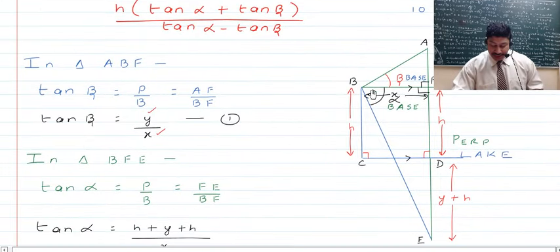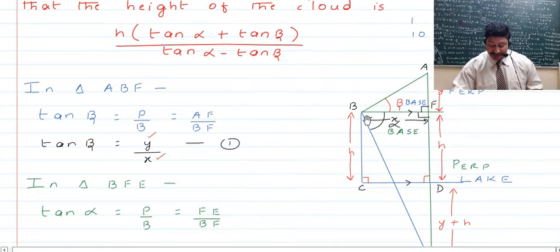Now, joining the eyes of the observer who is standing at B to the object that he is watching, that is the image of the cloud which is at point E, this becomes the line of sight, right? And further, another straight line drawn from the eyes of the observer parallel to the horizontal, which is the lake surface, becomes this. Now the angle between both of these straight lines becomes the angle of depression, which here is alpha, right?